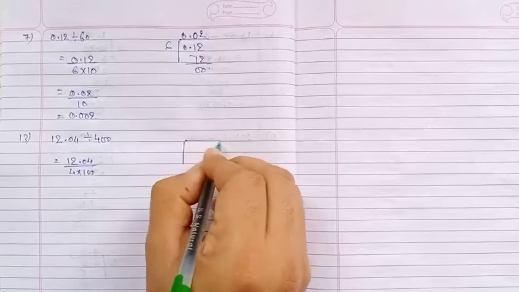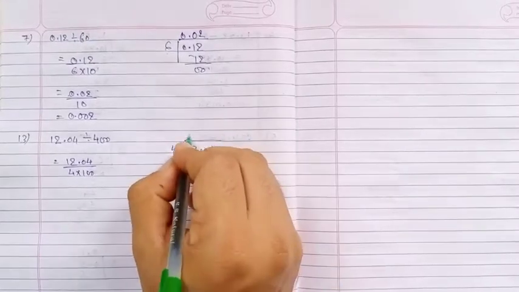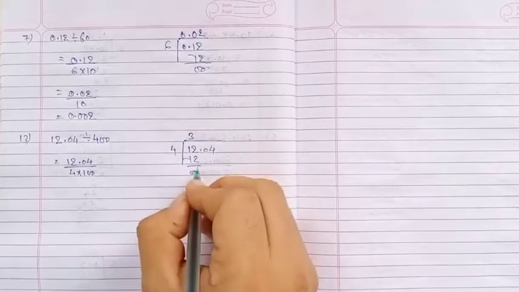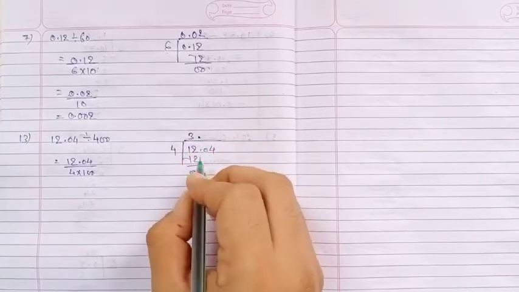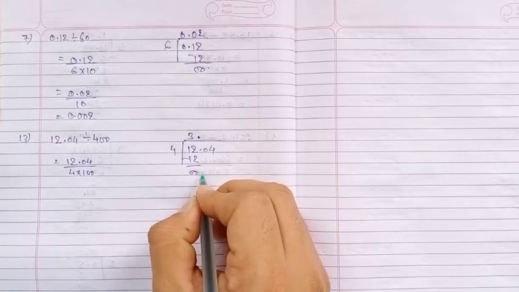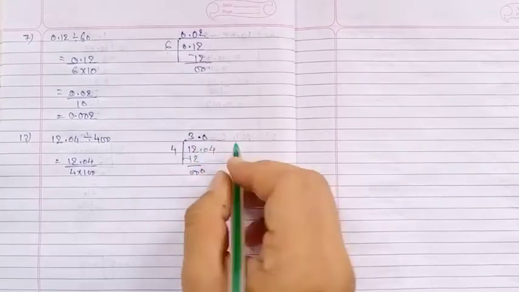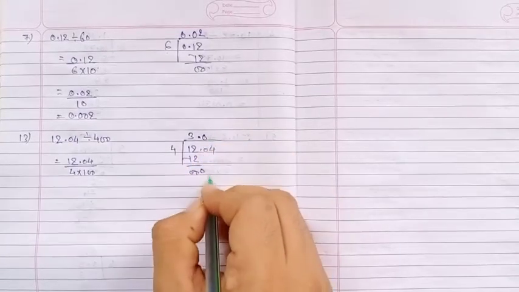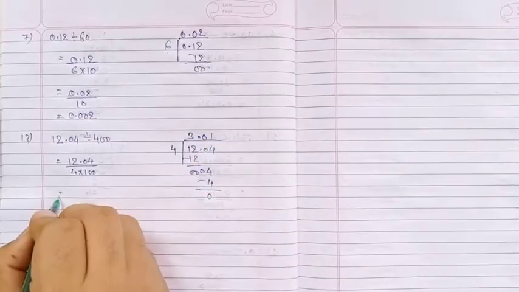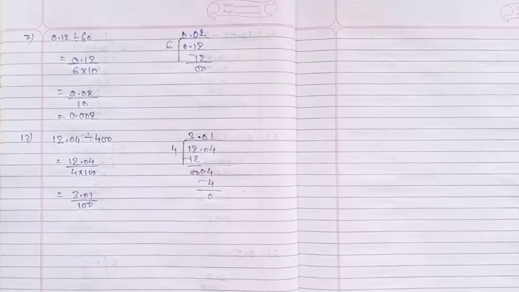So divide 12.04 by 4. So it is 4 3s is 12, 0, 0. Now point will come down. Now there is 0. So we cannot divide 0. So again 4 zeros are 0 already. Now 4 will come down. So 4 ones are 4. So our answer comes 3.01 upon 100.